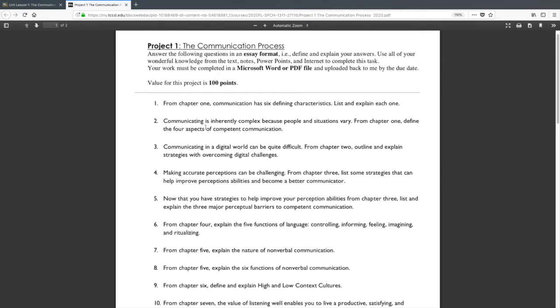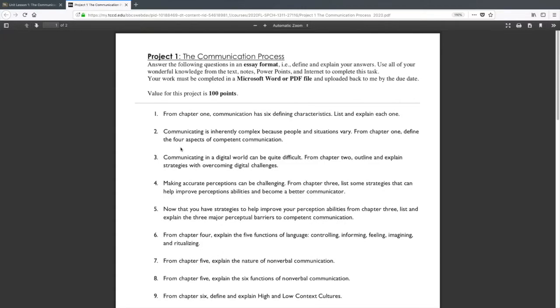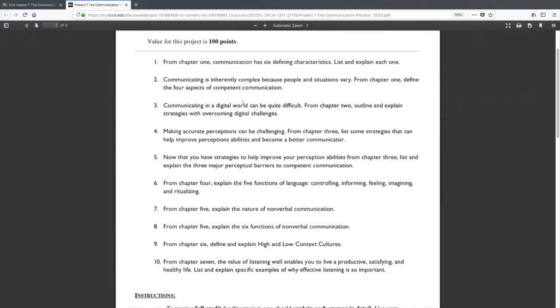So basically for this project 1, this is worth 100 points. That's why I told you to download the Microsoft Office 365 if you don't have it, because I want this in a Word document. And once you have it in a Word document, you could save it to a PDF. So these are the 10, I'm sorry, hold on. Let me move this up a little bit. Yeah, these are 10 questions that you're going to answer.